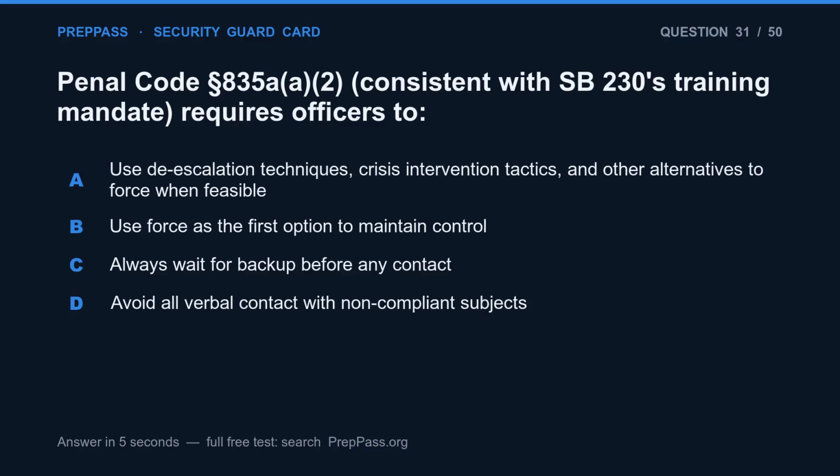Question 31. Penal Code Section 835A(2), consistent with SB 230's training mandate, requires officers to A. use de-escalation techniques, crisis intervention tactics, and other alternatives to force when feasible. B. Use force as the first option to maintain control. C. Always wait for backup before any contact. D. Avoid all verbal contact with non-compliant subjects.